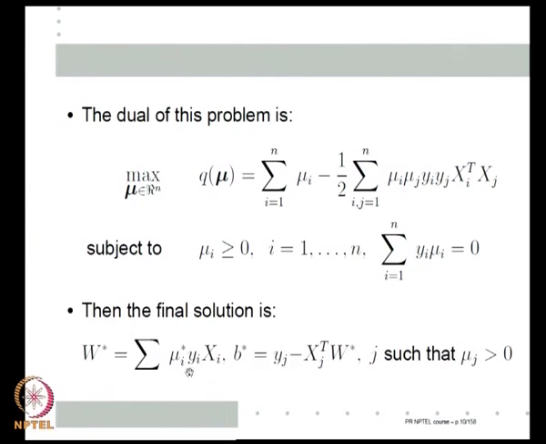The final solution is W star equals the sum of mu i star yi xi, and b star is yj minus xj transpose W star for some j such that mu j star is greater than 0. This comes from equating the gradient of your Lagrangian to 0, and this comes from the complementary slackness condition as you derived last time. So, if I solve this dual, I can obtain the mu i stars, and once I get the mu i stars, I have my final solution W star and b star. Note that the dual is also a quadratic cost function with linear constraints. The dimensionality of the dual is n, which is equal to the number of examples, irrespective of the dimension of xi, and the input vectors xi themselves come only as inner products here. Okay.